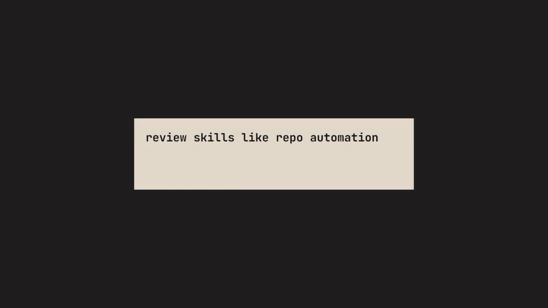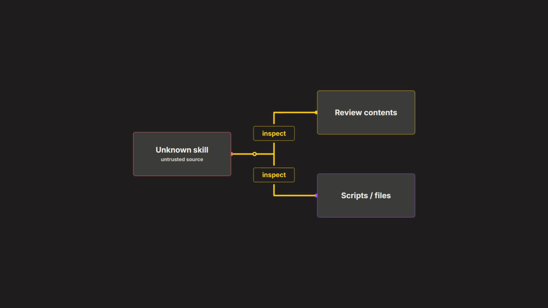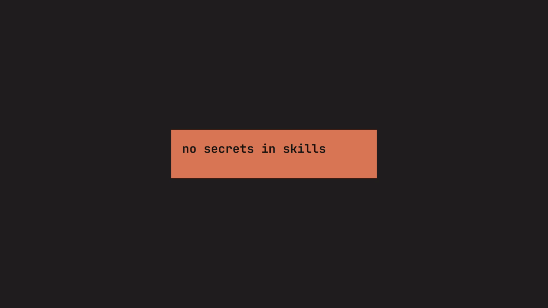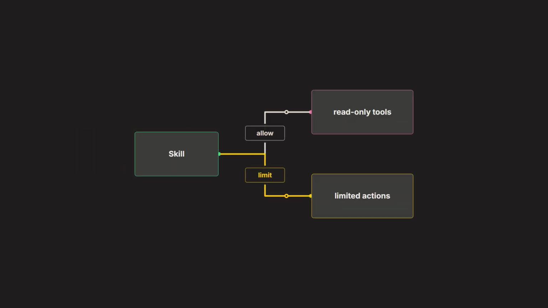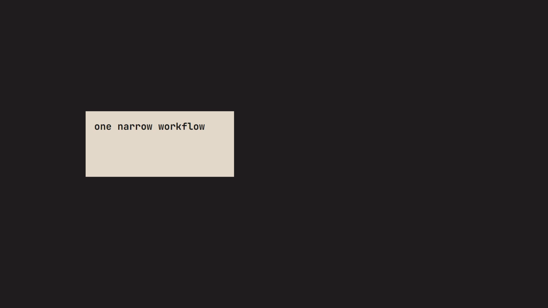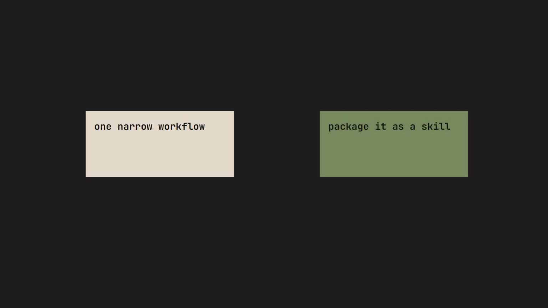Skills should be reviewed like repo automation. Do not install random skills into a personal environment or commit shared skills without checking what they instruct the agent to do. Do not put secrets in skills. If the platform supports tool restrictions for a skill, use them when the workflow should be read-only or limited. The practical way to write a skill is to start with one narrow workflow.